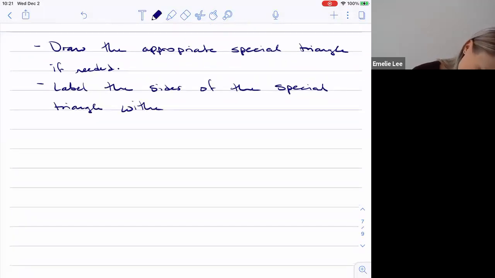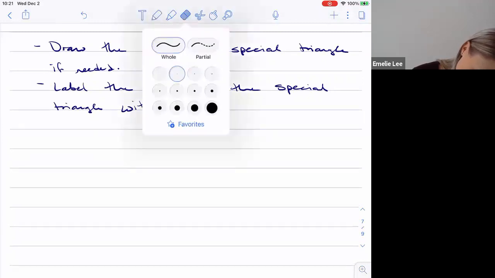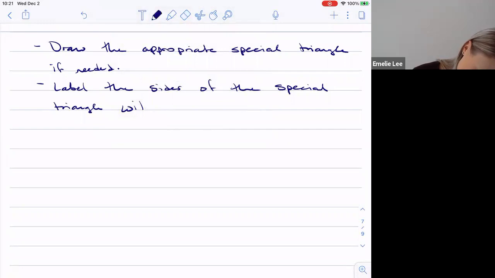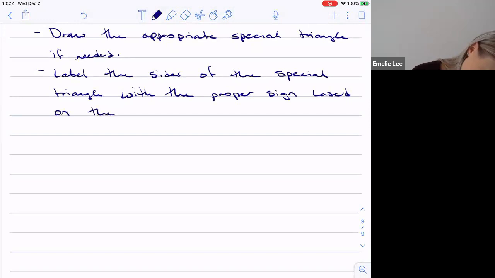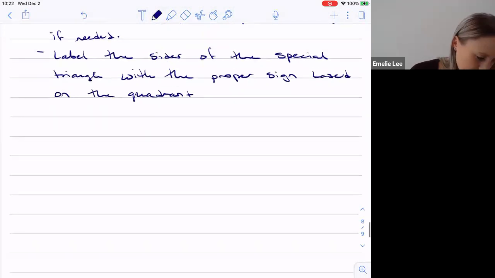with the proper sign. Oops, now I'm really out of time. Just a sec. Let me just finish writing this here. With the proper sign based on the quadrant, and then find the terminal point.